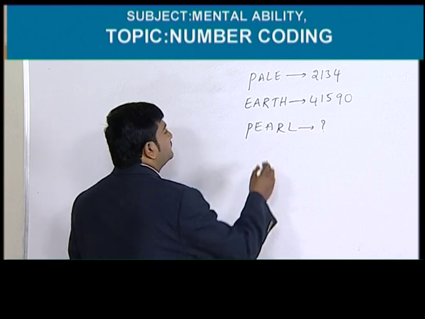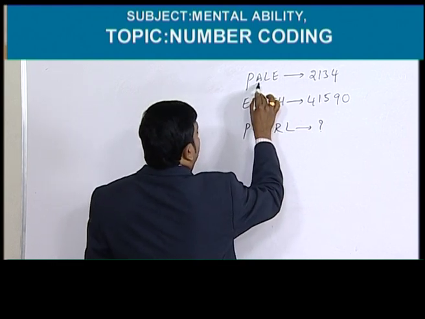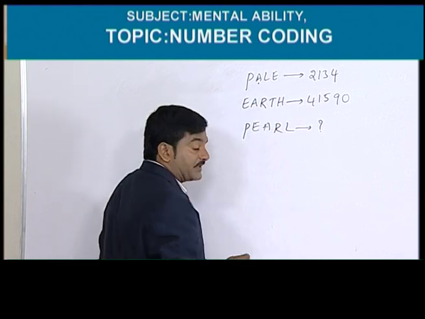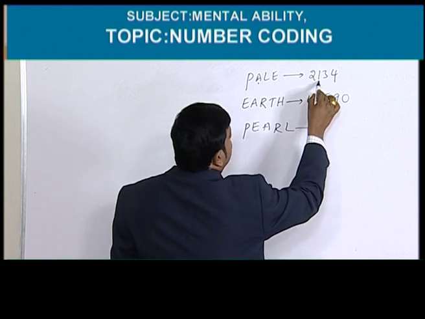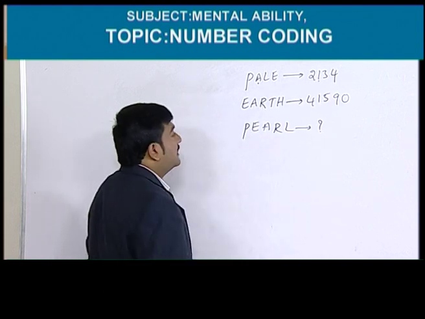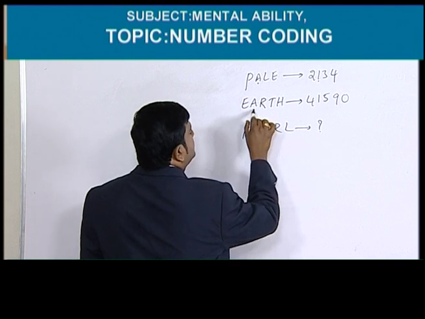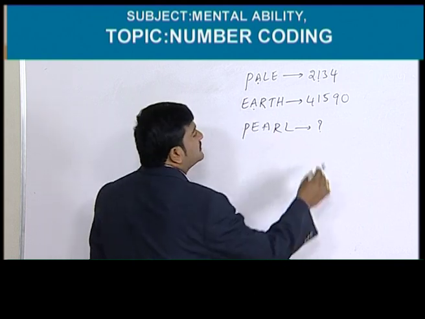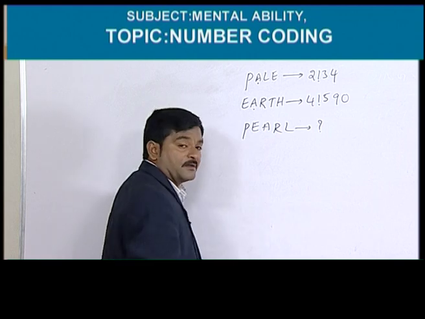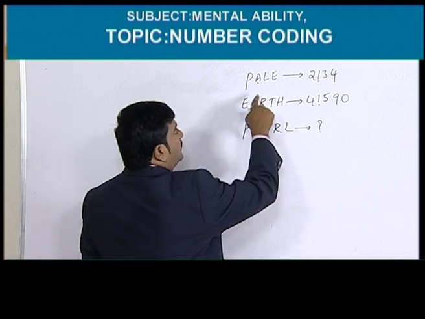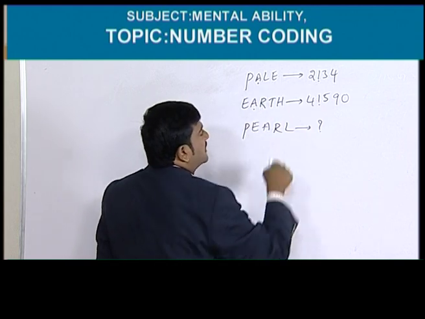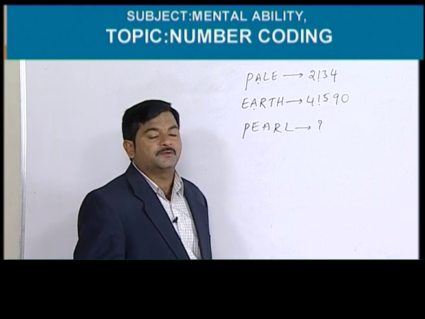So if you observe here, in PALE what is the second letter? A. What is the code for the second letter? 1. Similarly, in EARTH, what is the second letter? A. What is the code for the second letter here? 1. What does it mean? So which number is assigned to the letter A? Here the number 1 is assigned.